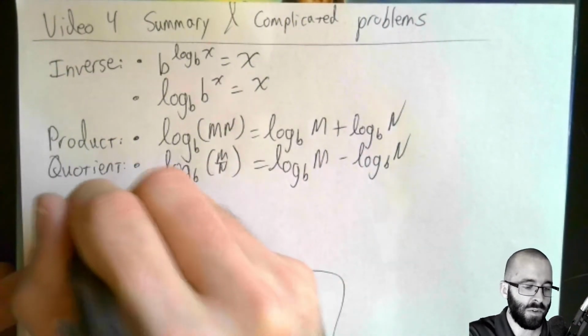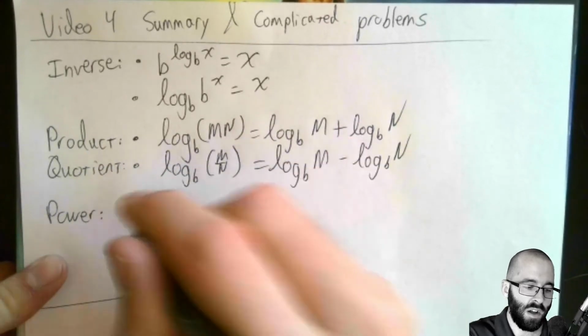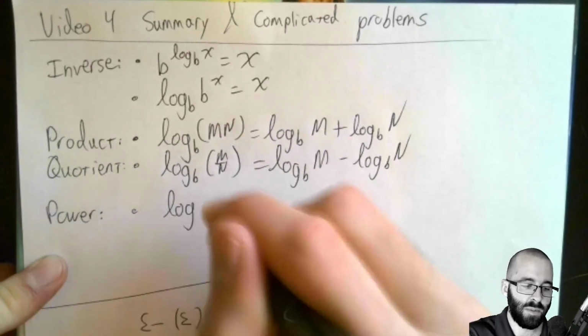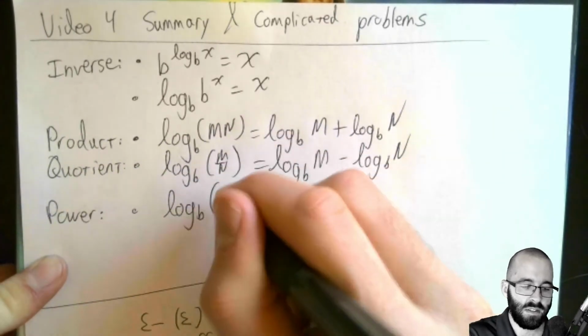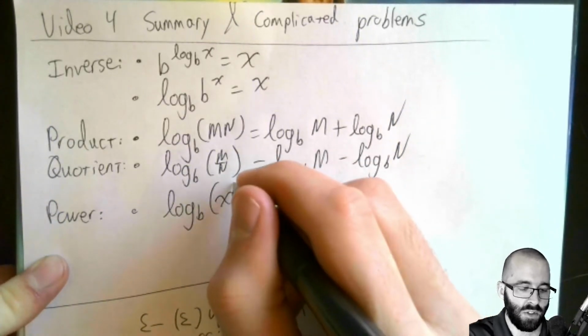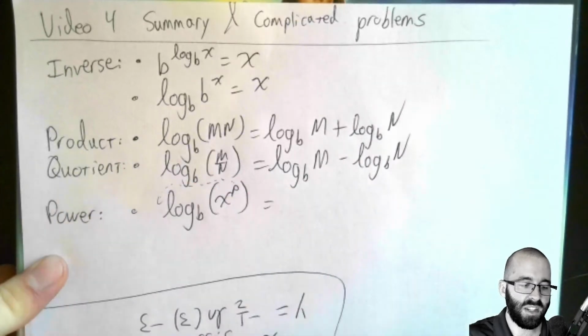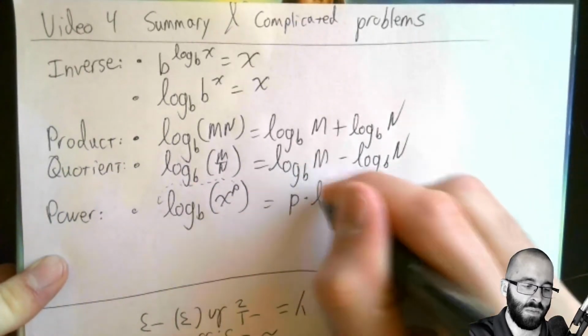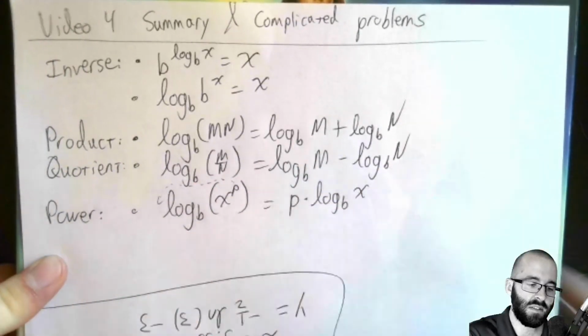We talked about the power rule. I said if we had the logarithm of an exponential, let's say x to the p, that power takes a little journey and comes down. It's p times log base b of x.